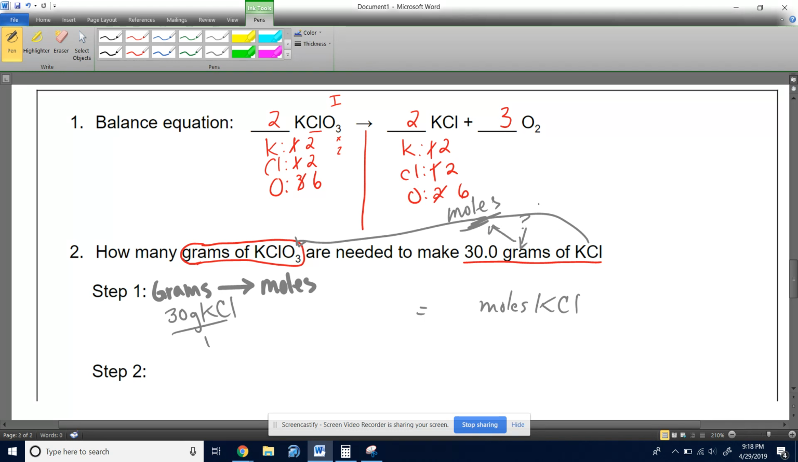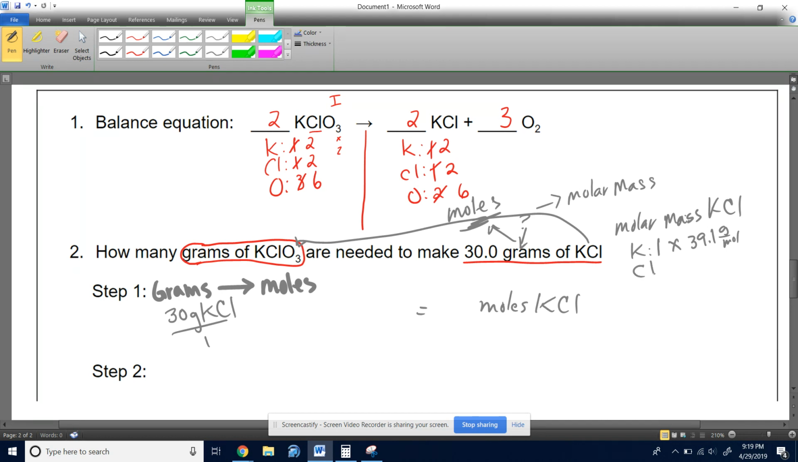We could use the molar mass. Okay, and in order for us to do that, remember we have to look for the molar mass of KCl. So the molar mass for KCl is, for K, how many K's do we have? We only have one. We're going to multiply it by its atomic mass, which is 39.1 grams per mole.